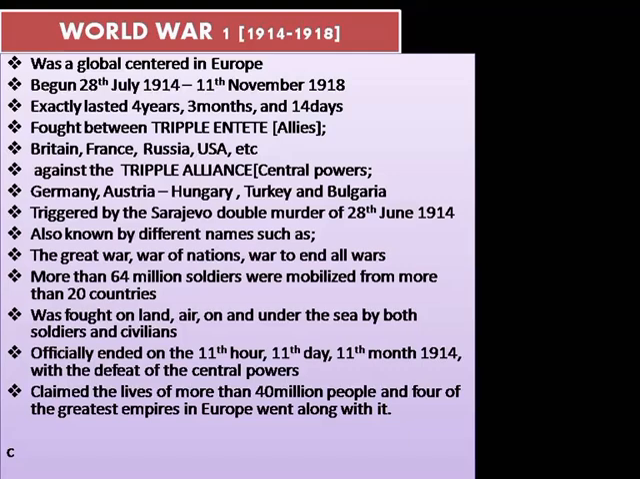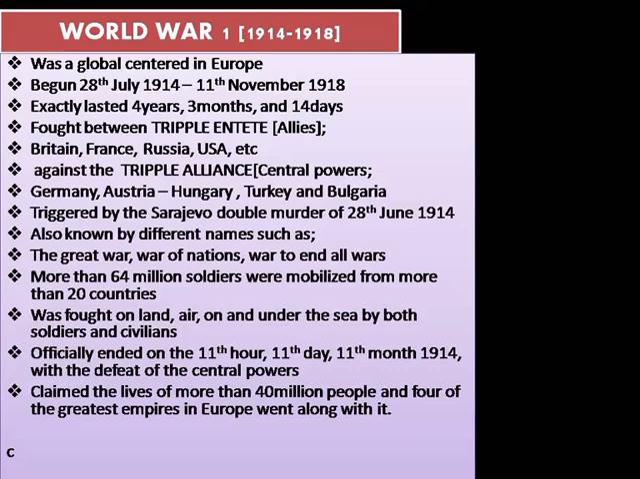This war was fought between 2 major alliances. The first one was the Triple Entente, which comprised countries like Britain, France, Russia, USA, and many others, against the Triple Alliance, which is also known as the Central Powers. The Central Powers were Germany, Austria-Hungary, Turkey, or the Ottoman Empire by then, and Bulgaria.